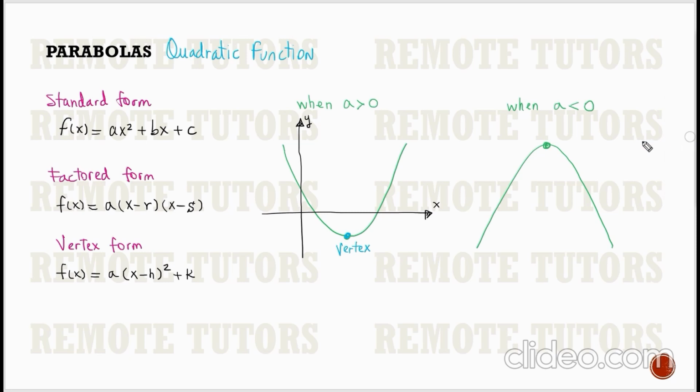Then, the points at which the parabola cuts the x-axis are called the x-intercepts. And at last, this point that cuts the y-axis is called the y-intercept.